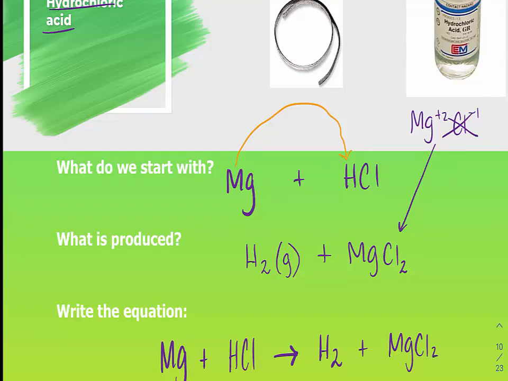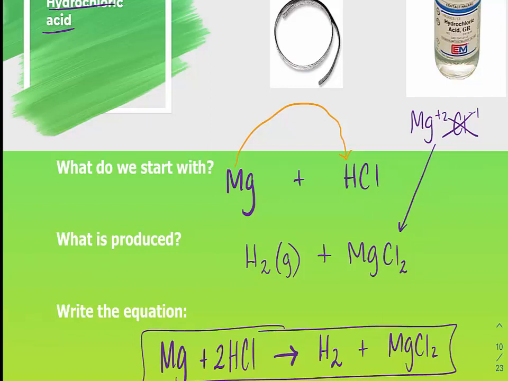The elements that are not balanced here are H and Cl. We start with one H and one Cl, but over here on the product side, we have 2 H's and 2 Cl's. So we need 2 of those on the starting side. So I need to put a 2 in front of this HCl compound, and that will do the trick. All right. And that is a single replacement reaction.